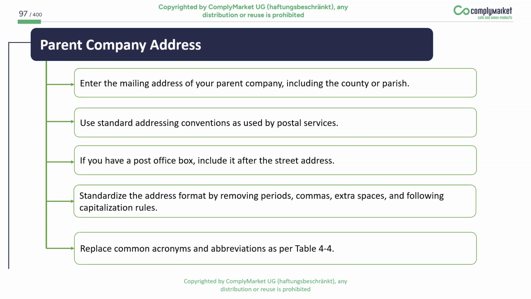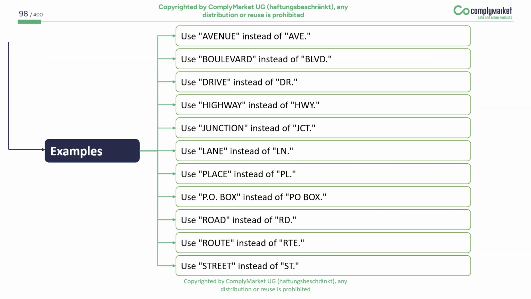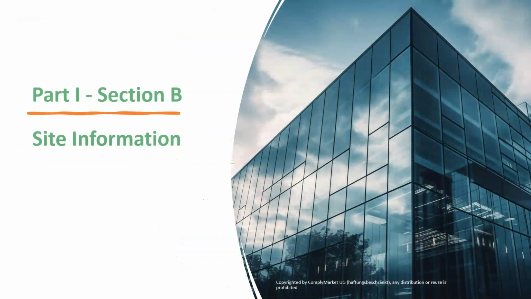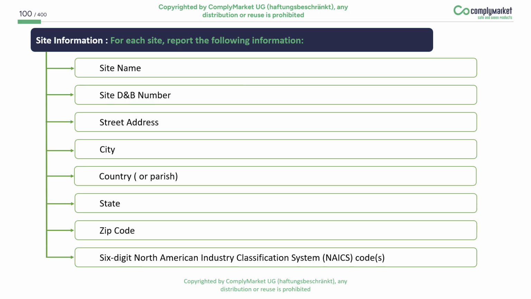The parent company address, and next table you can find that you have to use complete words like avenue completely instead of AVE. Then site information, you need to provide such information about the site. I will not go through each of them to save some time.